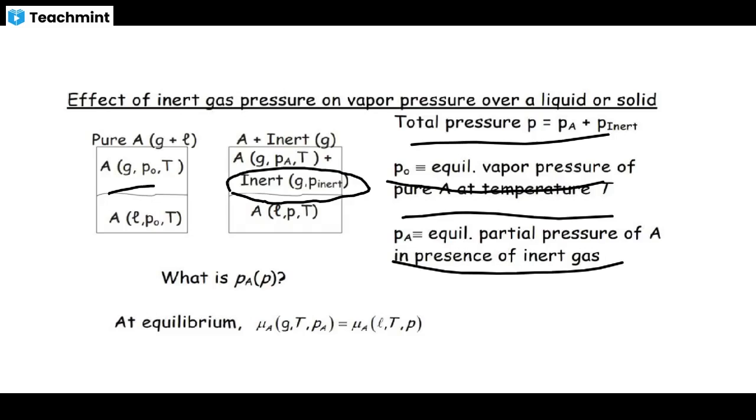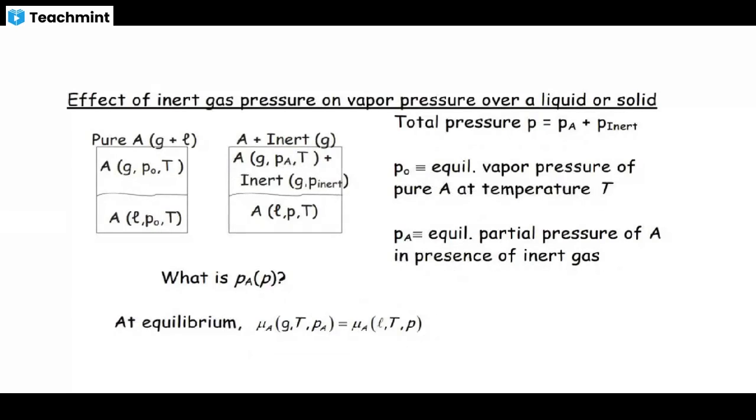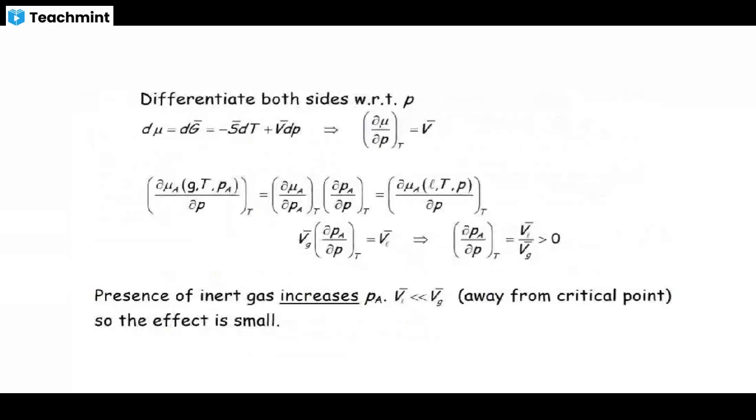At equilibrium, the chemical potential of gas and liquid is the same. Then take the fundamental equation and differentiate with respect to pressure at constant temperature. You get the molar volume.